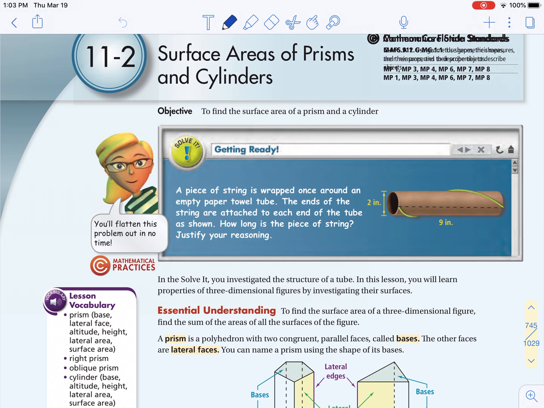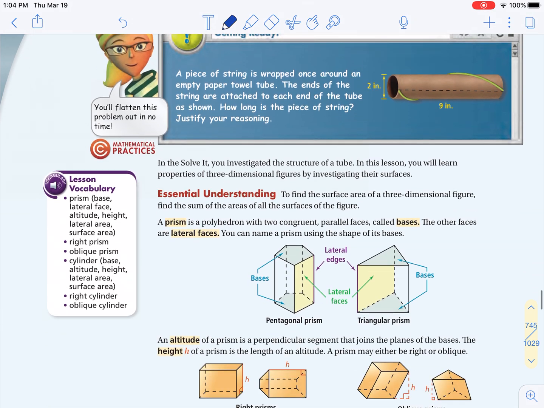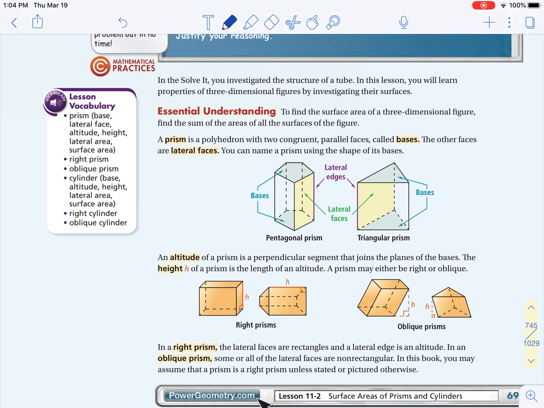I'm coming at you with section 11.2. Going to be breaking this one up into a few sections since there's quite a bit of information here. We are talking about surface areas of prisms and cylinders, and they kind of have the same shape actually, believe it or not. And what do I mean by that?